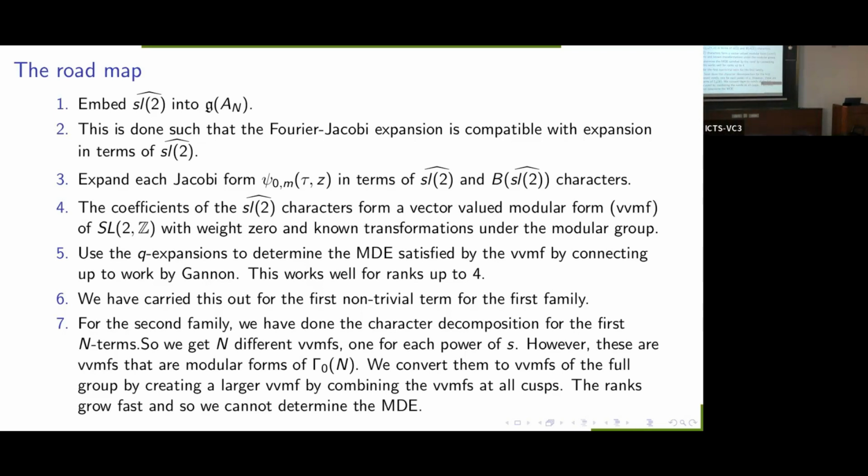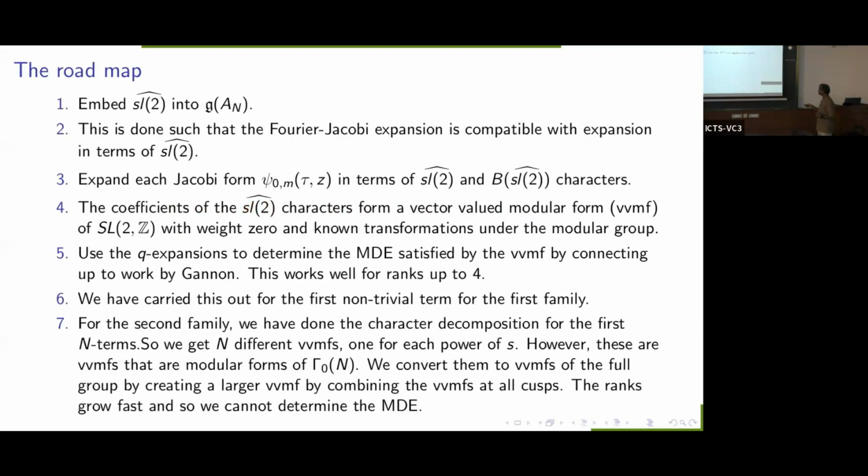And so there is a procedure to convert. If you give me a vector valued modular form of gamma 0 n, you look at its orbits under the action, and you will get a much bigger vector. So you can see the size of the vectors starts growing. It's out of control, and up to 4 we can do it, but beyond that we cannot solve it in that sense. It's not even worth determining the MDE in these examples.